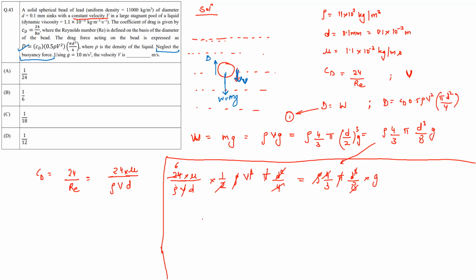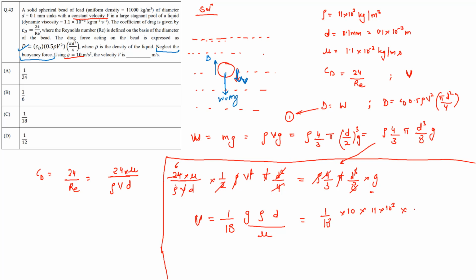So in the end you will be left with velocity V is equal to, so this 6 goes in the denominator on the right hand side, 1 over 18, and there will be a g here from this, and there will be a rho and a D and a mu in the denominator. So let's now finally plug in all the values. So 1 over 18, g they have asked us to put as 10, so this will be into 10. Rho we just saw was 11 into 10 to the power 3.